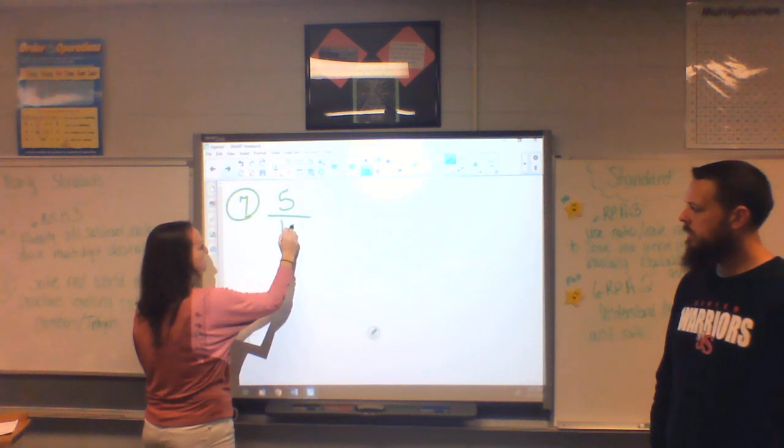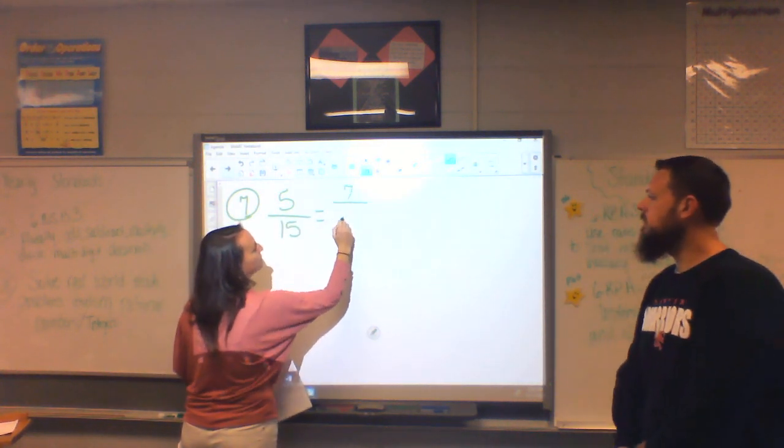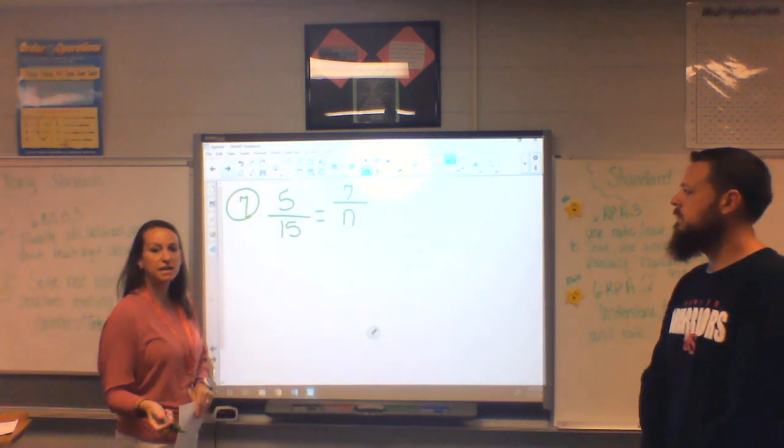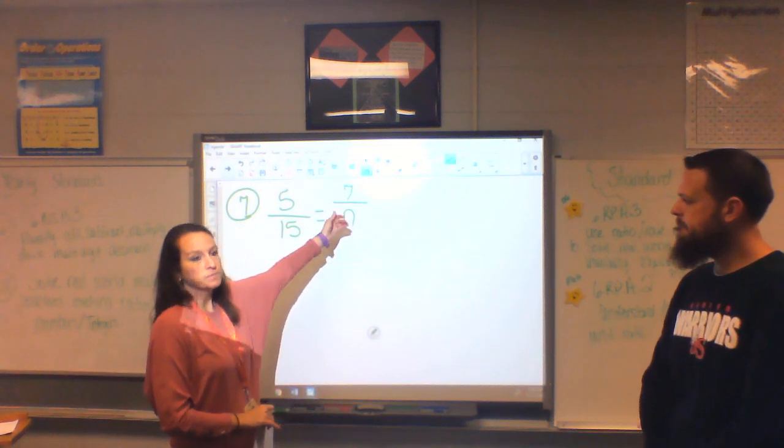They give you 5 over 15 is equivalent to 7 over n. That n is the variable that's unknown. We don't know what that variable could be.